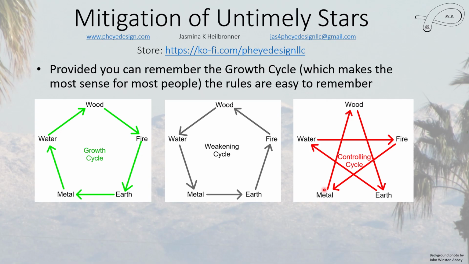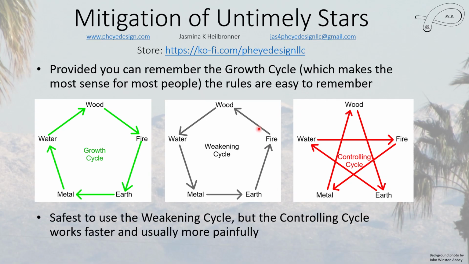So if we take metal, metal chops wood. Wood depletes earth. It takes carbon, it takes water, it takes other elements from the earth, so it depletes the earth. Earth will muddy water. Water puts out fire, and fire melts metal. This is how I remember it, and I think most people do it that way. So if you can remember this, it makes it much easier when you're trying to analyze what to do when you have a combination of stars.